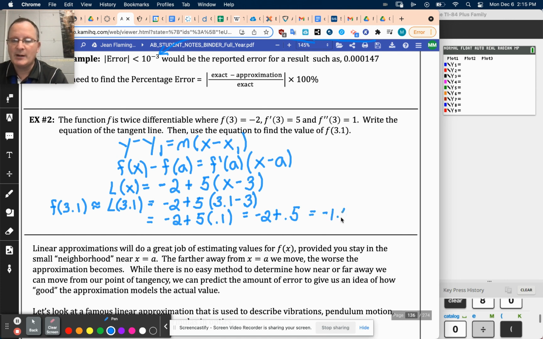So pretty soon we'll be talking about, well, how good a job did that do? What's the percentage of error and that kind of stuff? That's coming. So just kind of a little warm up there with the stuff that we've done before.